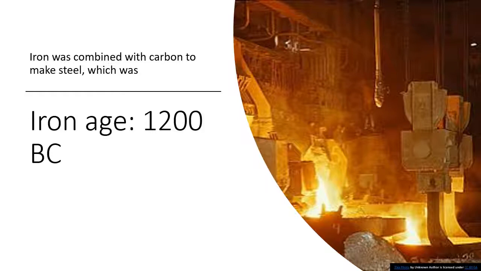But you have a group of people called the Hittites, and they discovered how to extract iron from stones, and that's starting the Iron Age. Eventually, iron was combined with carbon to make steel. Steel was a much harder metal, and uses for this metal were widespread. Swords, blades, etc. were uses.